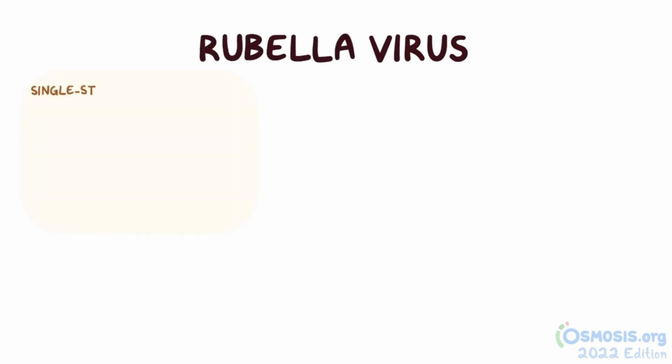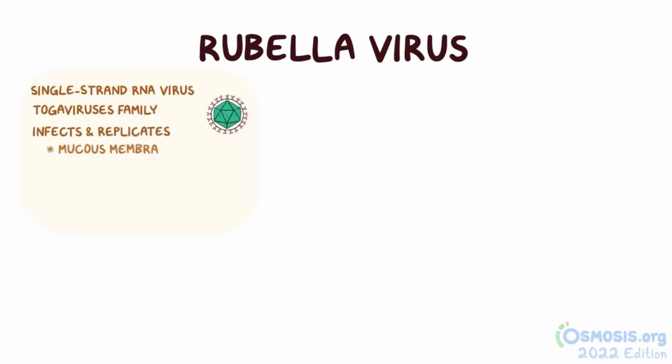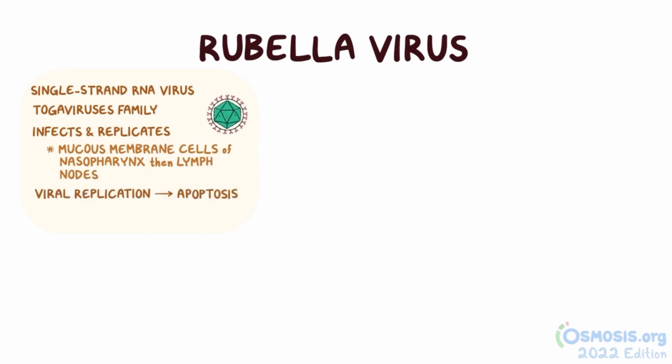Alright, as a quick recap, the rubella virus is a single-strand RNA virus of the togavirus family. The virus first infects and replicates in mucous membrane cells of the nasopharynx, then does the same thing in the lymph nodes. Viral replication prompts apoptosis in infected cells. It's transmitted by respiratory droplets.